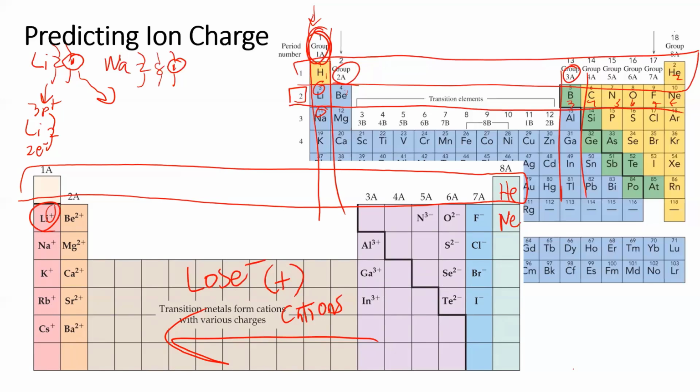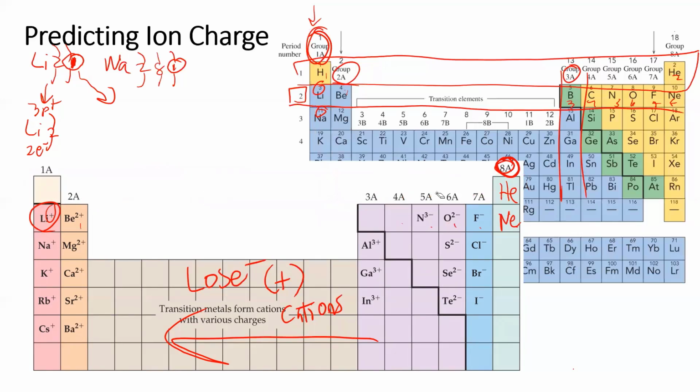Or it has a choice. It could try to gain. It has 1 valence electron. What does it want to be? It wants to be like a noble gas, which has 8. So it could try to gain 1, 2, 3, 4, 5, 6, 7 more to be like neon. It's a lot easier to lose 1 than gain 7. So that's what lithium does.